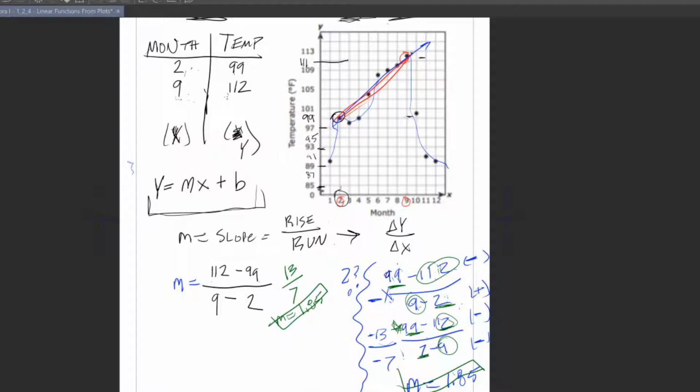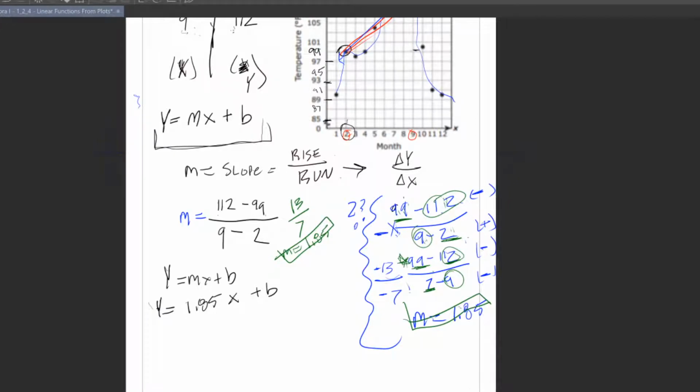Now let's look at our equation. We have y equals mx plus b. We have our slope. y equals 1.85x plus b. Okay, so this is where we are right now. How do we get the y-intercept? So we know that we get the y-intercept whenever x equals 0. So for this linear equation, we get the y-intercept whenever x equals 0.